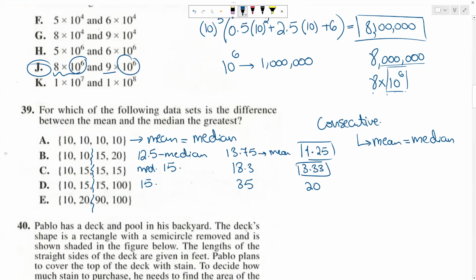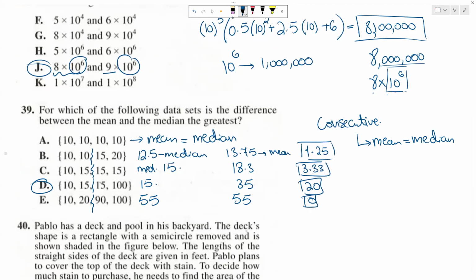Because the median is between 20 and 90, meaning 20 plus 90 over 2, the median is 55, while the mean is 10 plus 20 plus 90 plus 100 over 4. That's 55 as well. Actually, they're exactly the same. So the biggest is D, definitely.